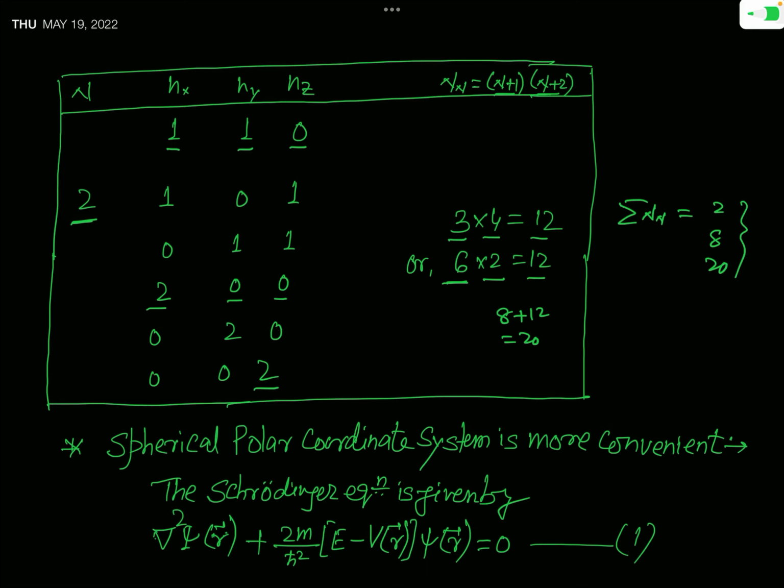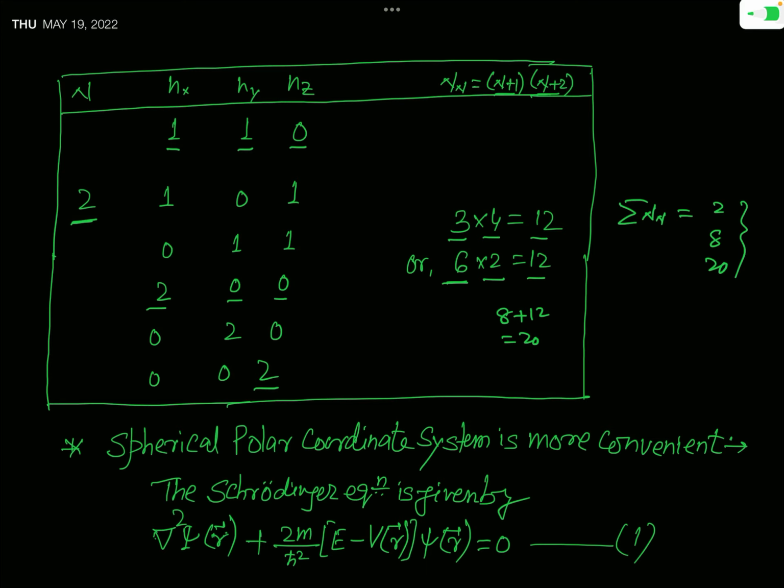But I have not considered it here because the Schrodinger equation in spherical polar coordinates is more convenient and it gives more information. So now we will write the Schrodinger equation in spherical polar coordinates, and then we will try to find the magic numbers by this independent particle model.